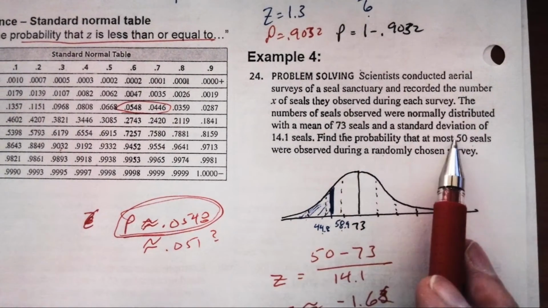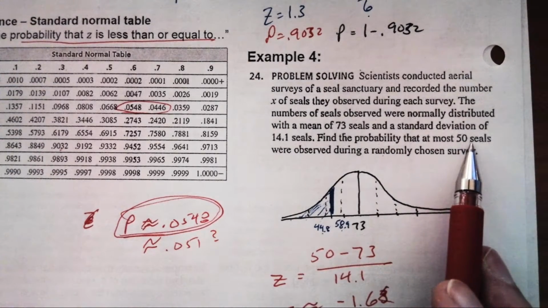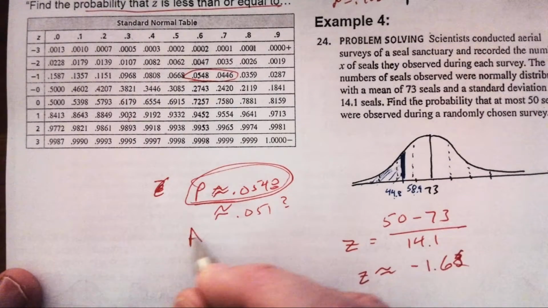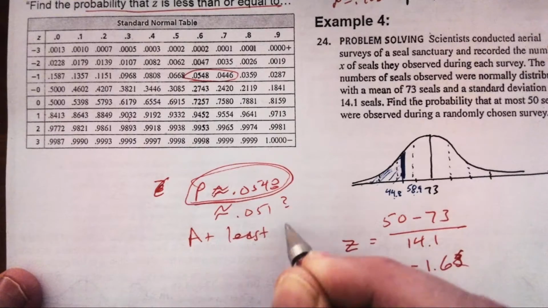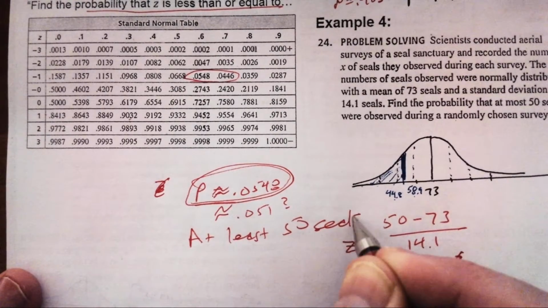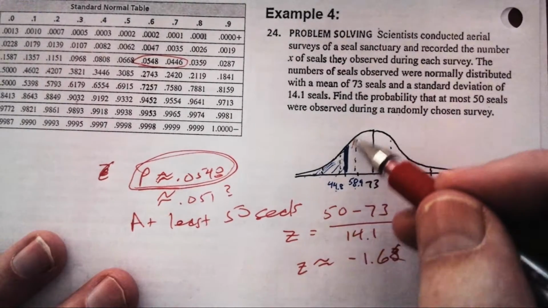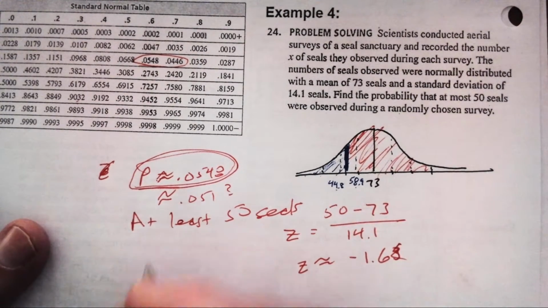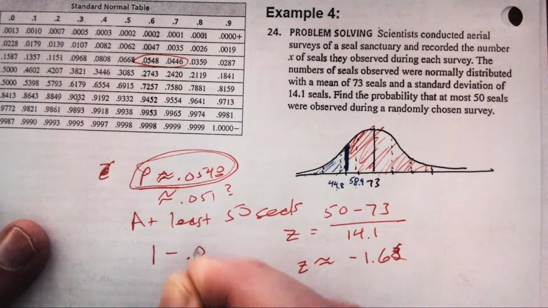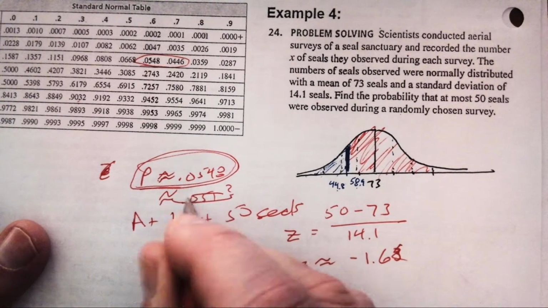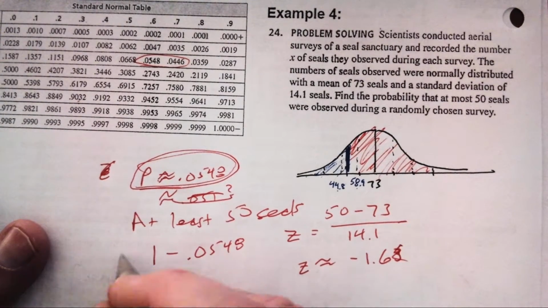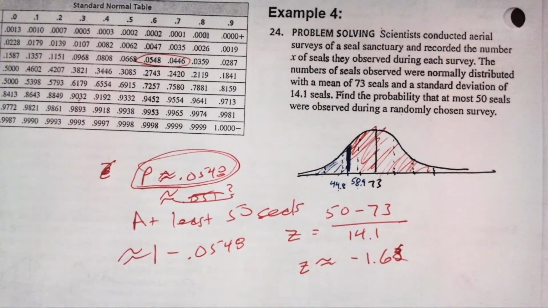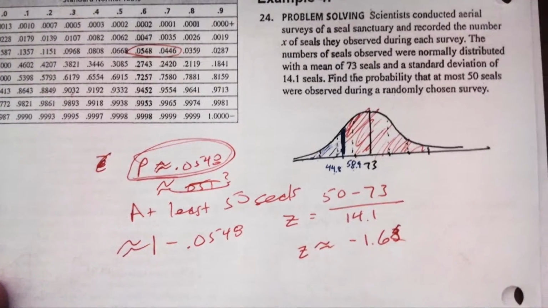Now, what if it said at most? Well, it does say at most: find the probability of at most 50 seals. What if it said at least 50 seals? Now they're talking about the rest of that data, and that would be 1 minus 0.0548. Okay, and hopefully that does it for you.